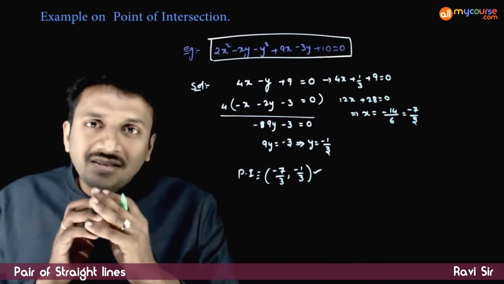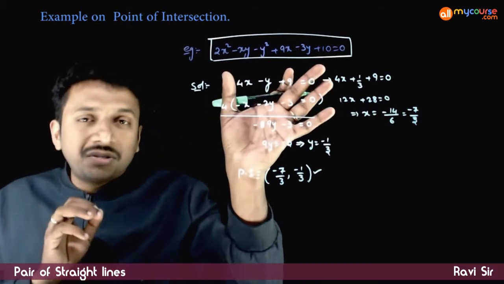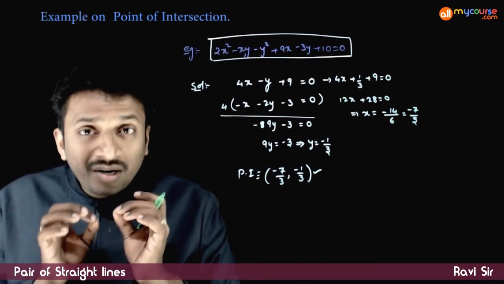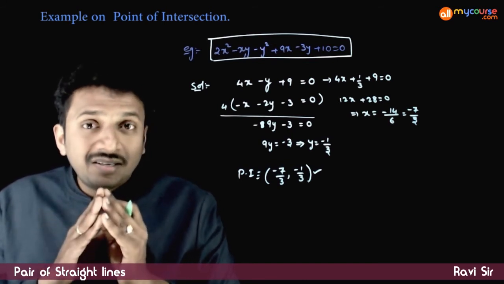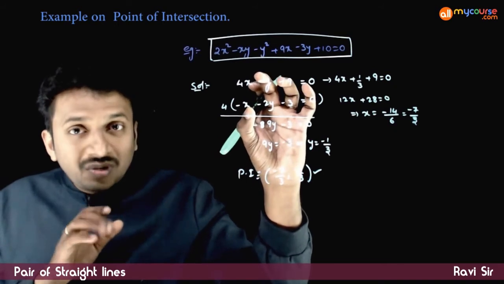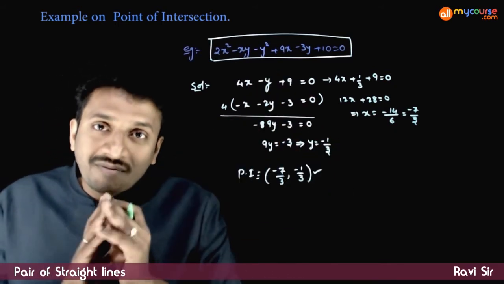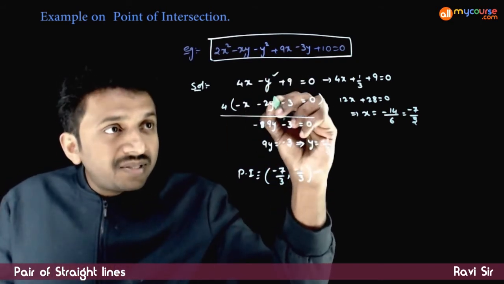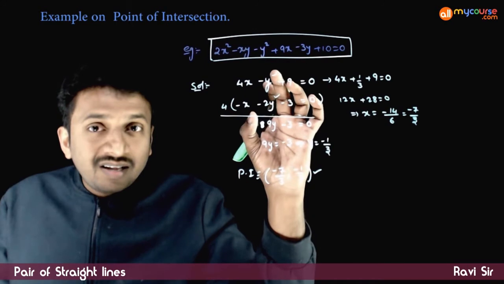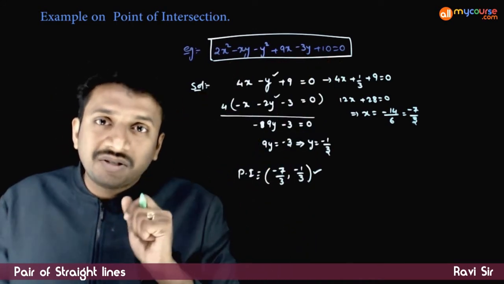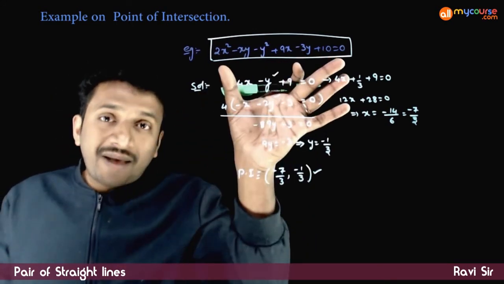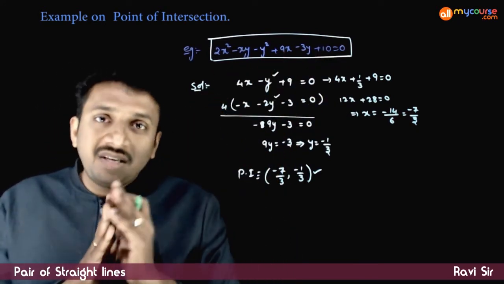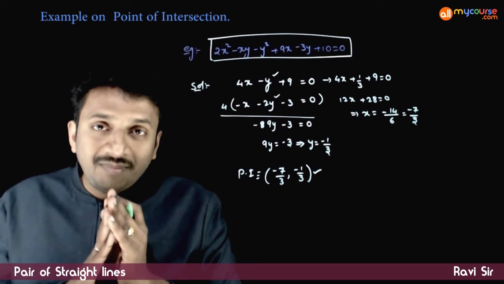So this is the point of intersection of these two lines. But the important thing that you need to understand is, by solving these two line equations, you are getting the point of intersection. But don't get confused that these represent the lines that make this equation. No. If you factorize this, you get some other lines. These are not the lines which make up this equation. Please keep this in mind.